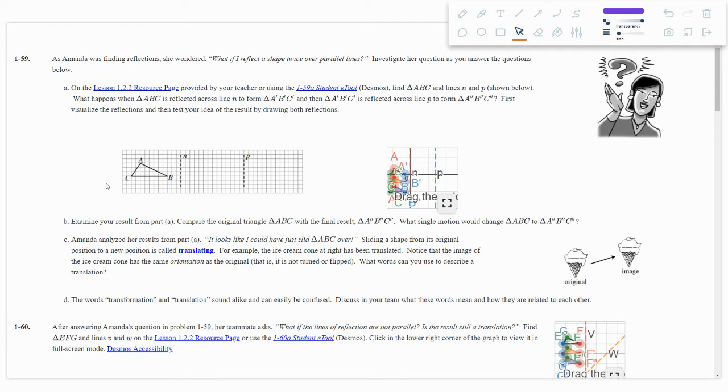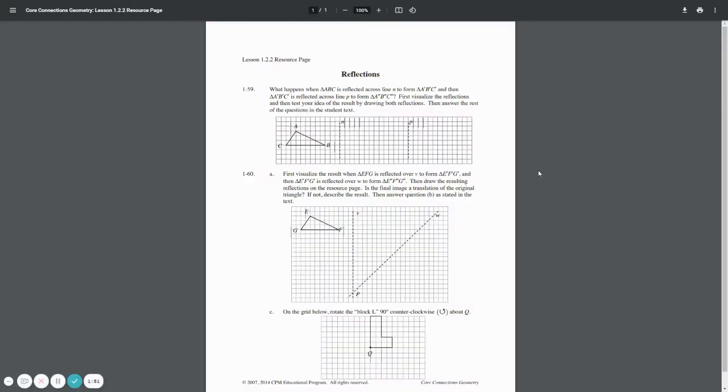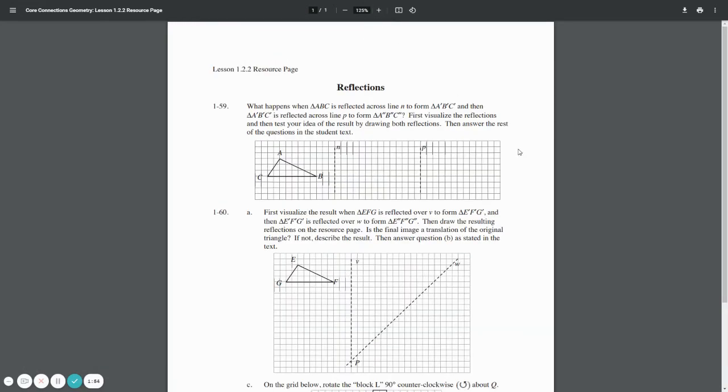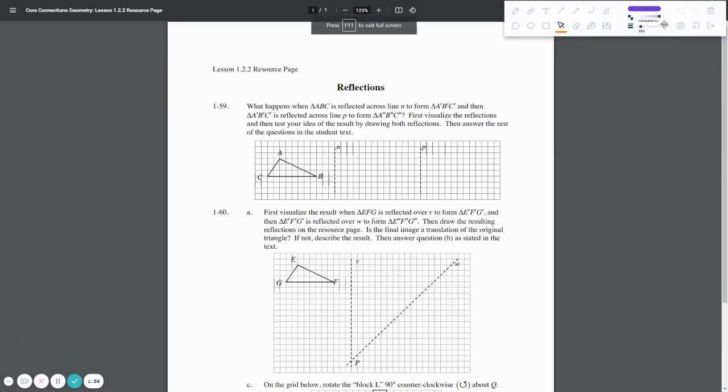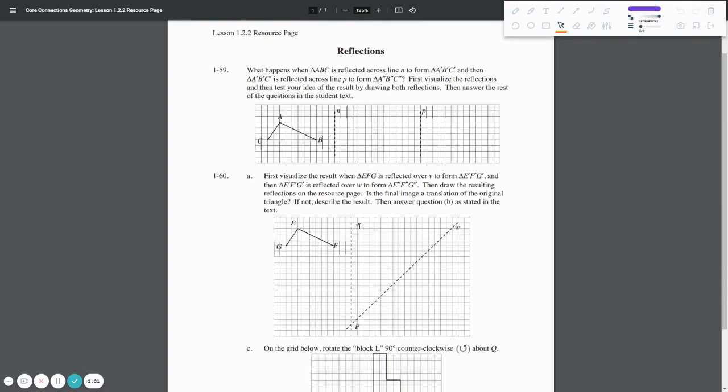And so our goal is to see what happens when you reflect this triangle ABC along this line N and this line P. And so I'm going to go ahead, open this up, zoom in a little bit, and I need to pull up my web paint one more time. And so we're going to stay on this sheet for a little bit. So 1-59, I'm going to make some reflections here. So to start, if we notice, we have these 3 points, A, B, C. It says to reflect it to make triangle A' B' C'.